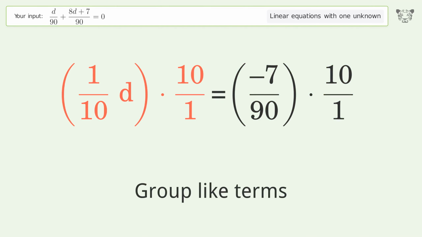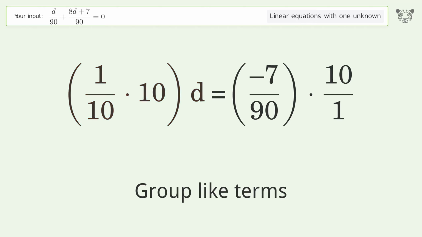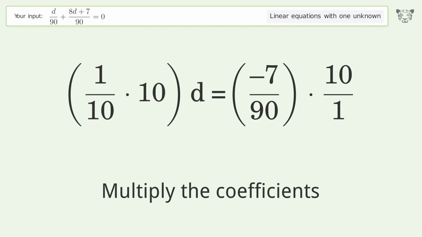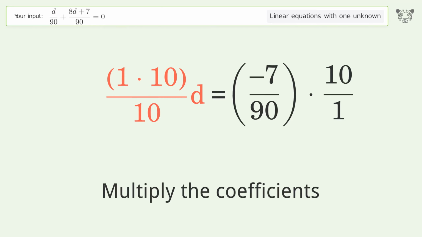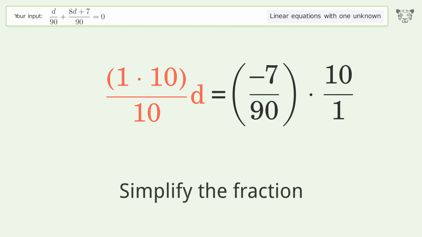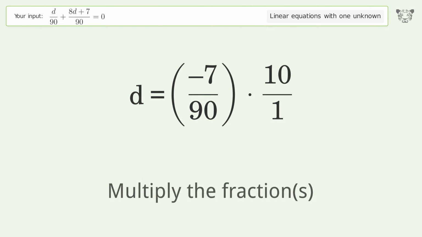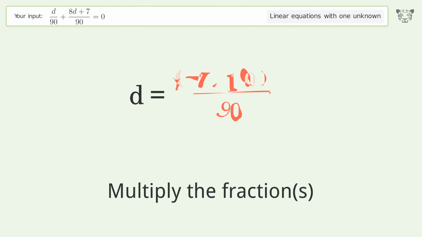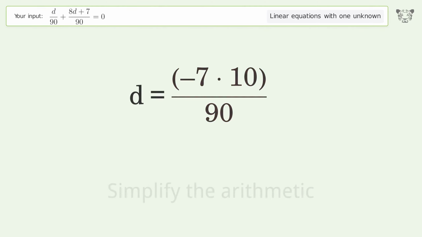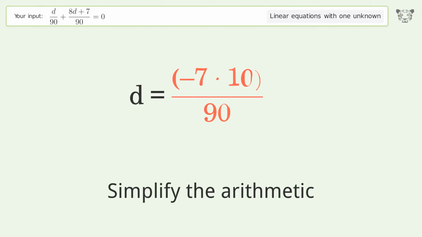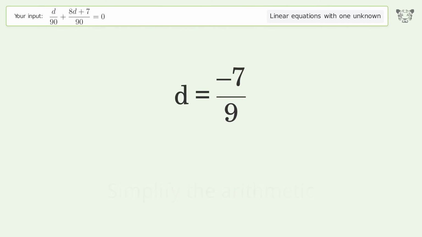Group like terms. Multiply the coefficients. Simplify the fraction. Multiply the fractions. Simplify the arithmetic. And so the final result is d equals -7/9.